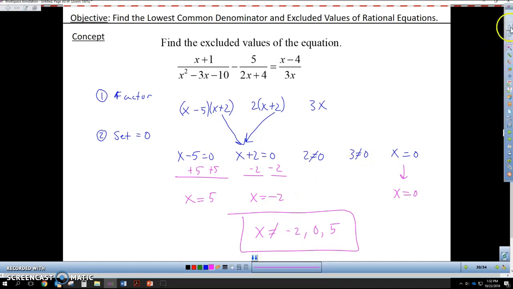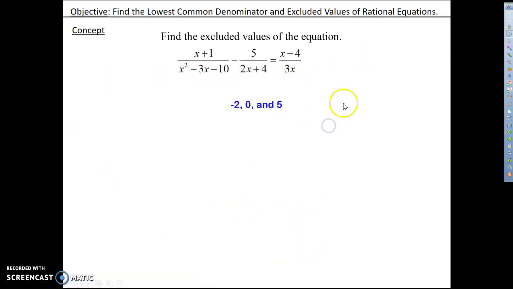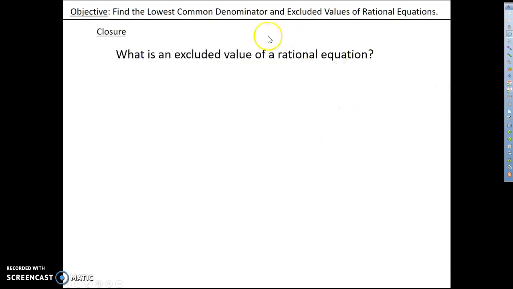Okay? So, closure for the lesson. What is an excluded value of a rational equation? Please pause the video and write a response in your notes. Hopefully you can state what an excluded value of a rational equation is.